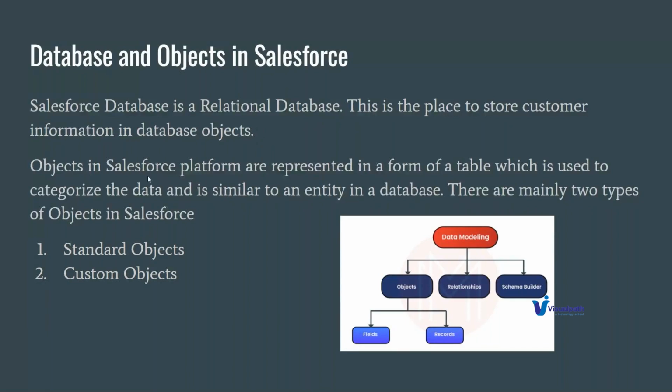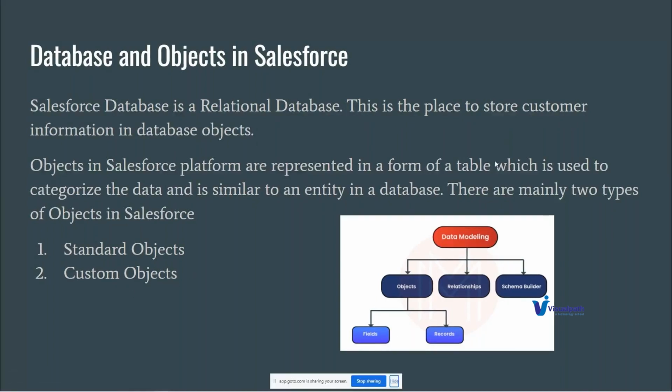Now, objects in the Salesforce platform are represented... first of all, what is an object? Let me first read this out, and then I will tell you. Objects in the Salesforce platform are represented in the form of a table, which is used to categorize the data and is similar to an entity in a database. There are mainly two types of objects, standard and custom. So first, what is an object?